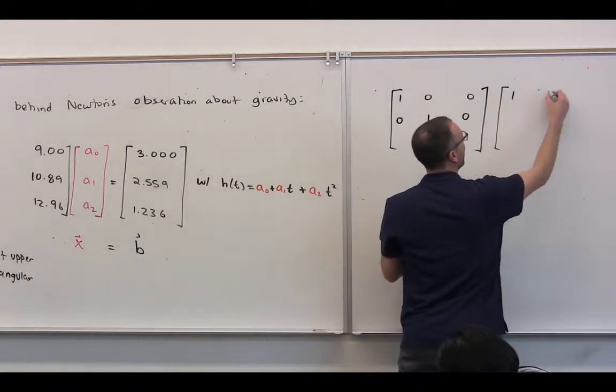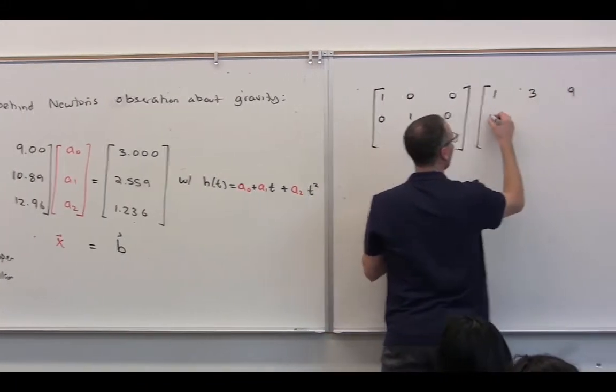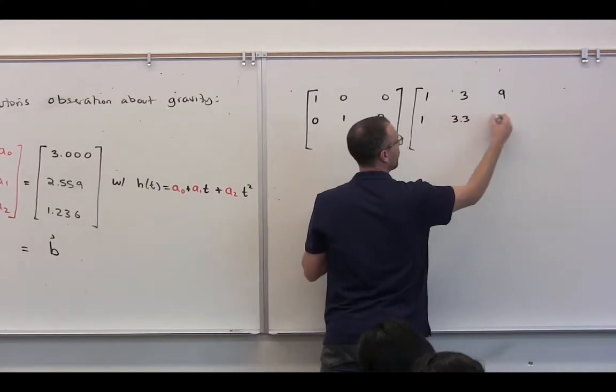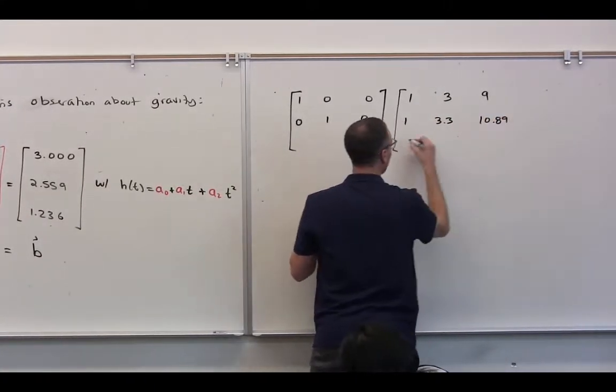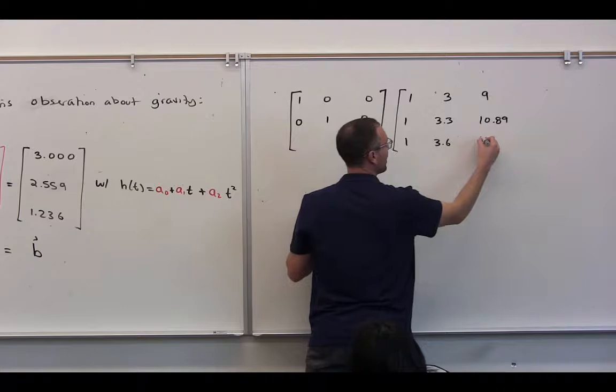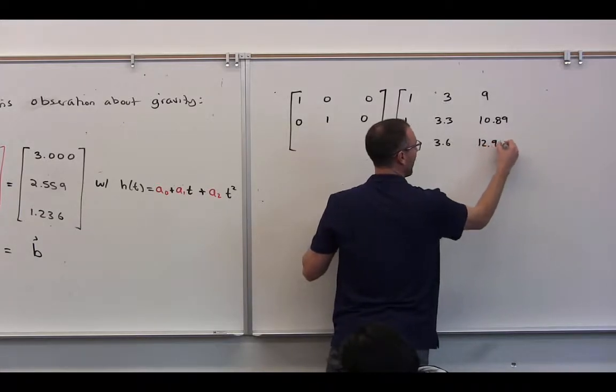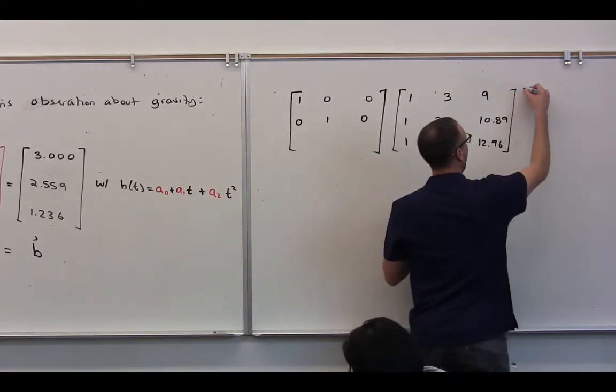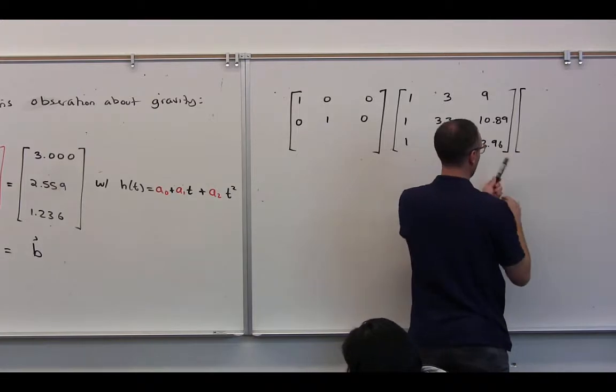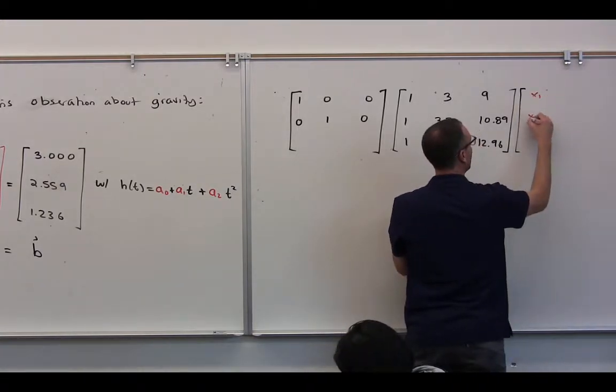So now I'm going to have 1, 3, 9, 1, 3.3, 10.89, 1, 3.6, 12.96. And then I'm not sure what these entries are supposed to be. I'm still shopping for these, so to speak.